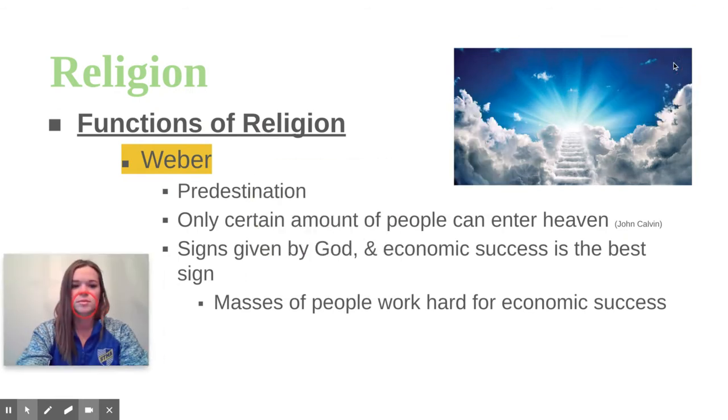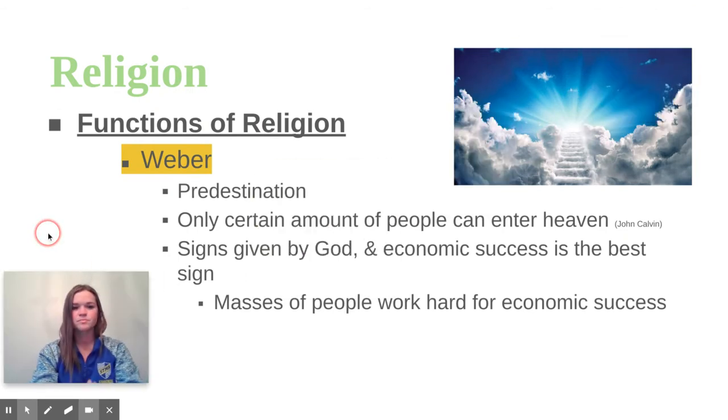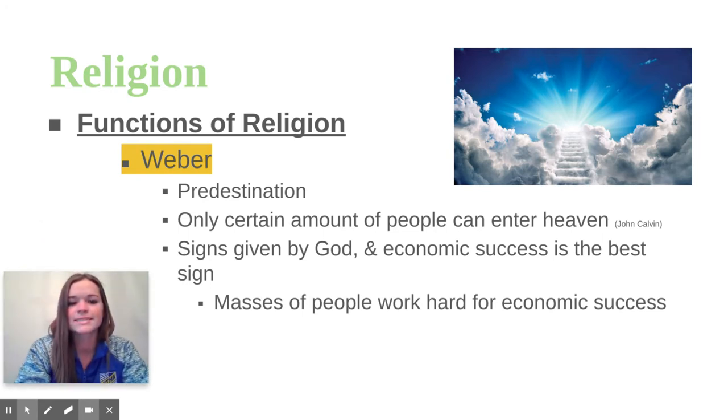Next, so those are some of the functions of religion. Now we're going to look at Weber here. So, predestination. John Calvin believes that only a certain amount of people can enter heaven, and that there are signs given by God, and economic success is the best sign. So he believes that the best sign of going to heaven is economic success.